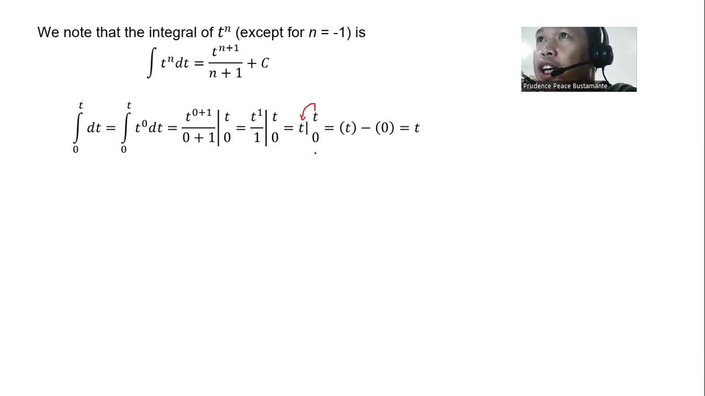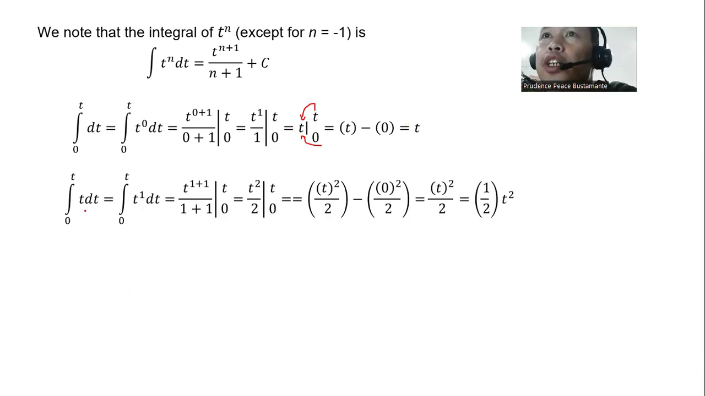So this one is t, and then minus the lower boundary you put here. t minus 0 is just equal to t. For the integral from 0 to t of t^1 dt, there is actually a 1 here. So t to the power of 1 plus 1 over 1 plus 1 is t squared over 2, integrated from 0 to t.